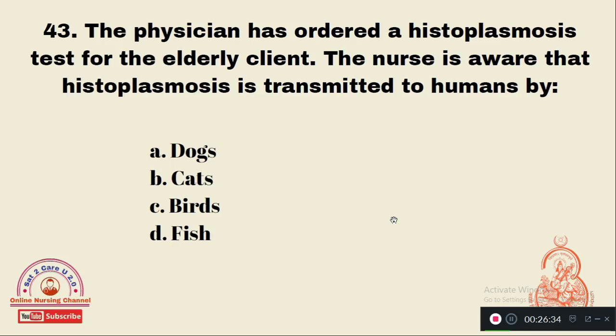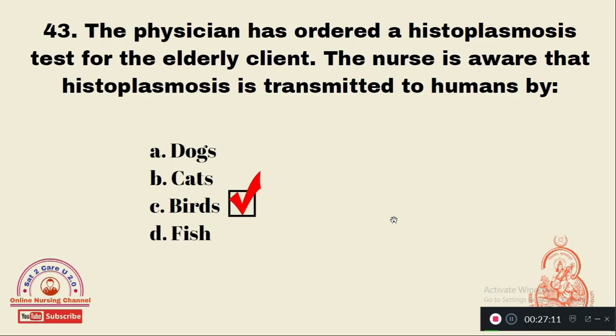The nurse is aware that histoplasmosis is transmitted to humans by A. Dogs, B. Cats, C. Birds, option D. Fish. Histoplasmosis is commonly transmitted to humans by the option D. Fish is right. So, let's check this answer again. Actually, the histoplasmosis is transmitted by fish, not the birds.